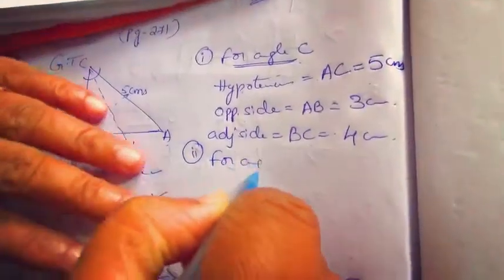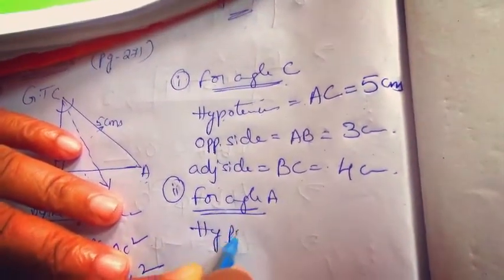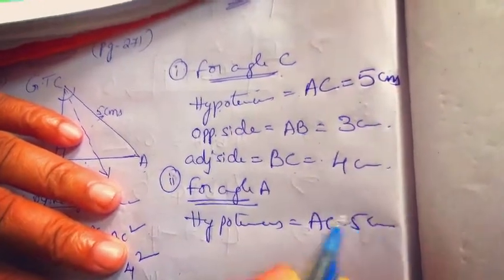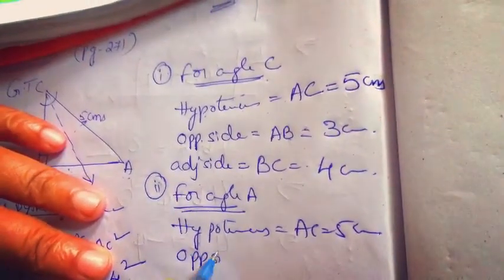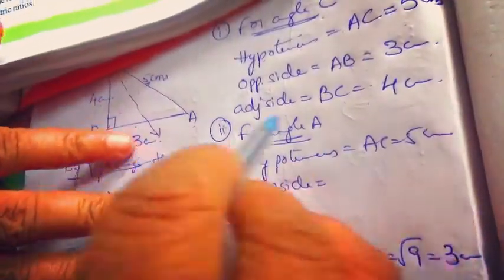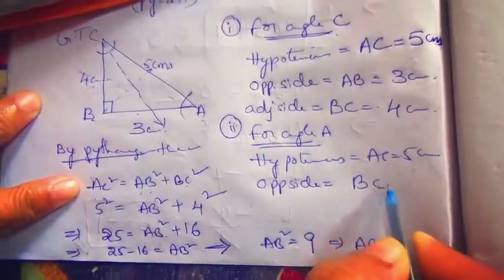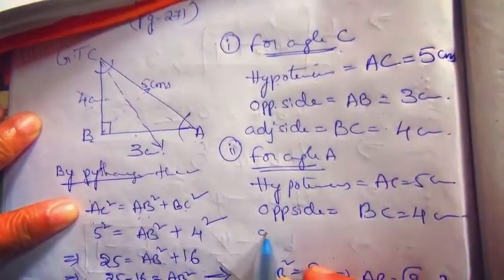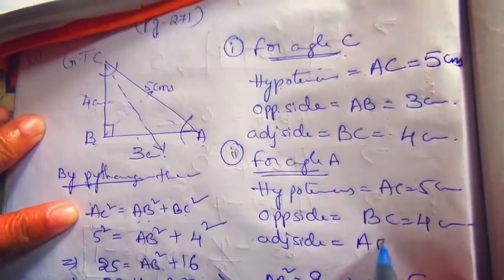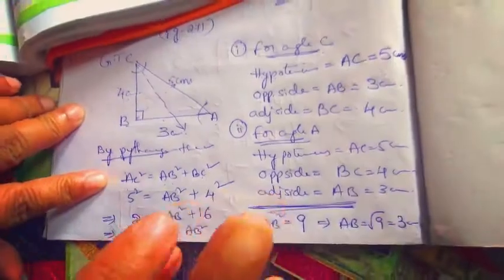So for angle A, is the hypotenuse changed? No. AC, that is equal to 5 centimeters. Opposite side, that is for this A, what is the opposite side? BC. BC is equal to 4 centimeters. Adjacent side, that is equal to AB, that is equal to 3 centimeters. Here we finished this given sum.